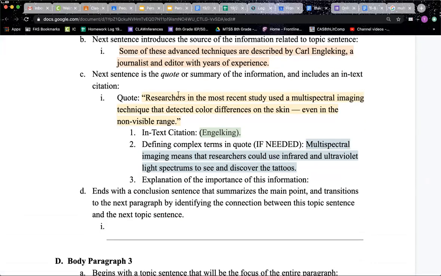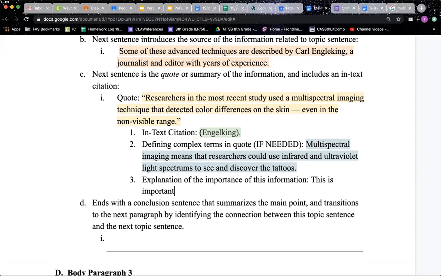Next quote. Researchers in the most recent study used a multispectral imaging technique that detected color differences on the skin, even in the non-visible range. Before I even think about it too much, I'm just going to put my sentence starter. This is important because, now I think what's unique about this quote is that it shows that even though they're hard to see and they have to use infrared or ultraviolet, these tattoos have still stuck around. Like they're still there. They didn't just fall out.